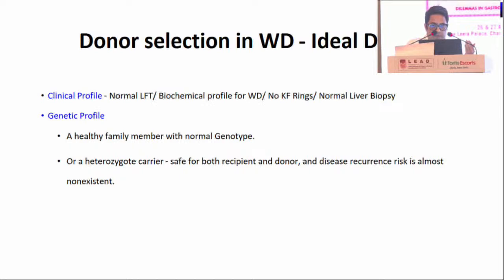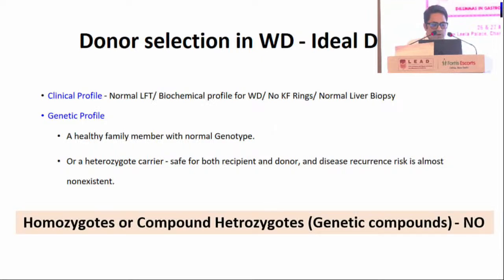and it's a very time-taking process. But literature tells us that any heterozygote in Wilson's disease can be accepted as a donor for a recipient of Wilson's disease. So let's see, homozygotes or compound heterozygotes. Compound heterozygotes are also called genetic compounds, which means on both the foci, there are different alleles, and these are called compound heterozygotes.